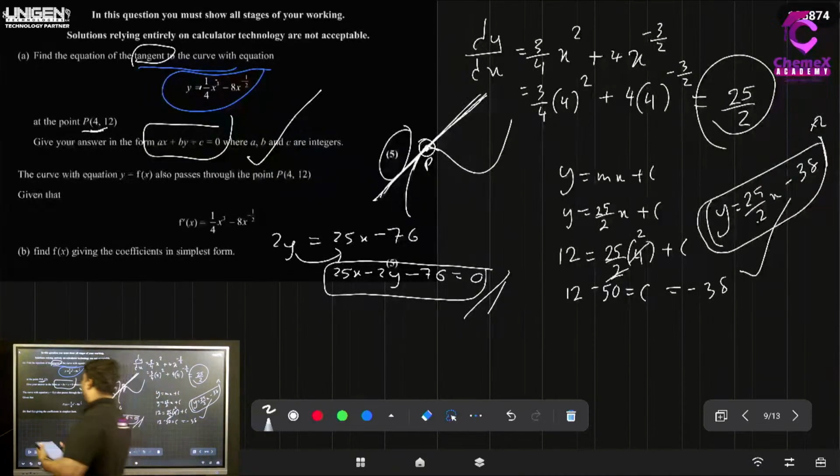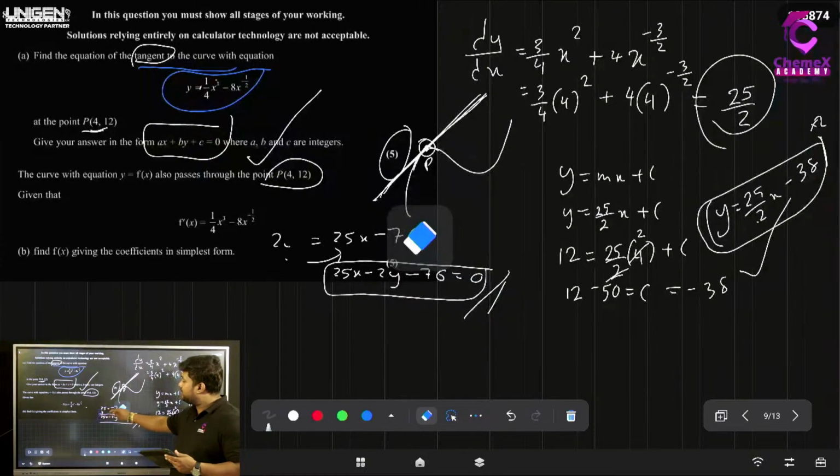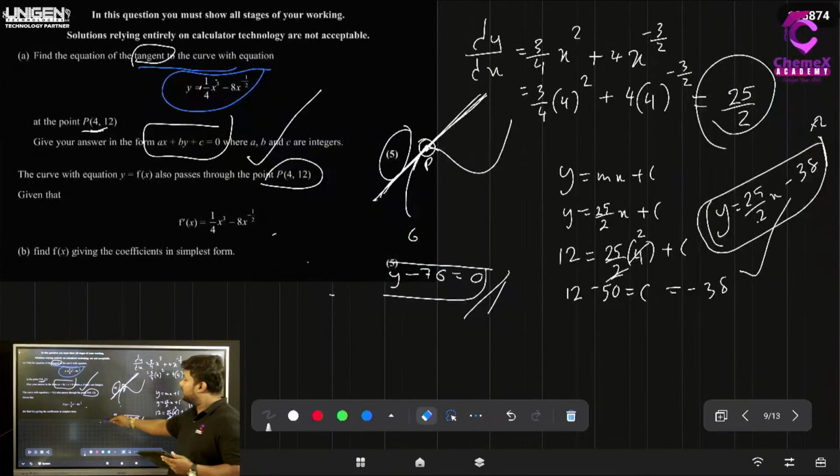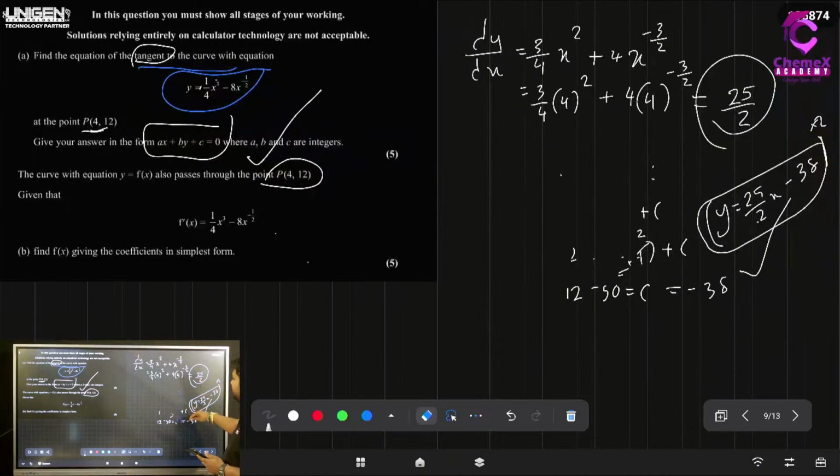Okay, next is the curve with the equation y equals f(x) passes through P(4, 12). If f dash x is given, then dy over dx is given. What do you do here? Someone give me a clue what to do in the B part. Kamita, what should I do in the B part to solve?